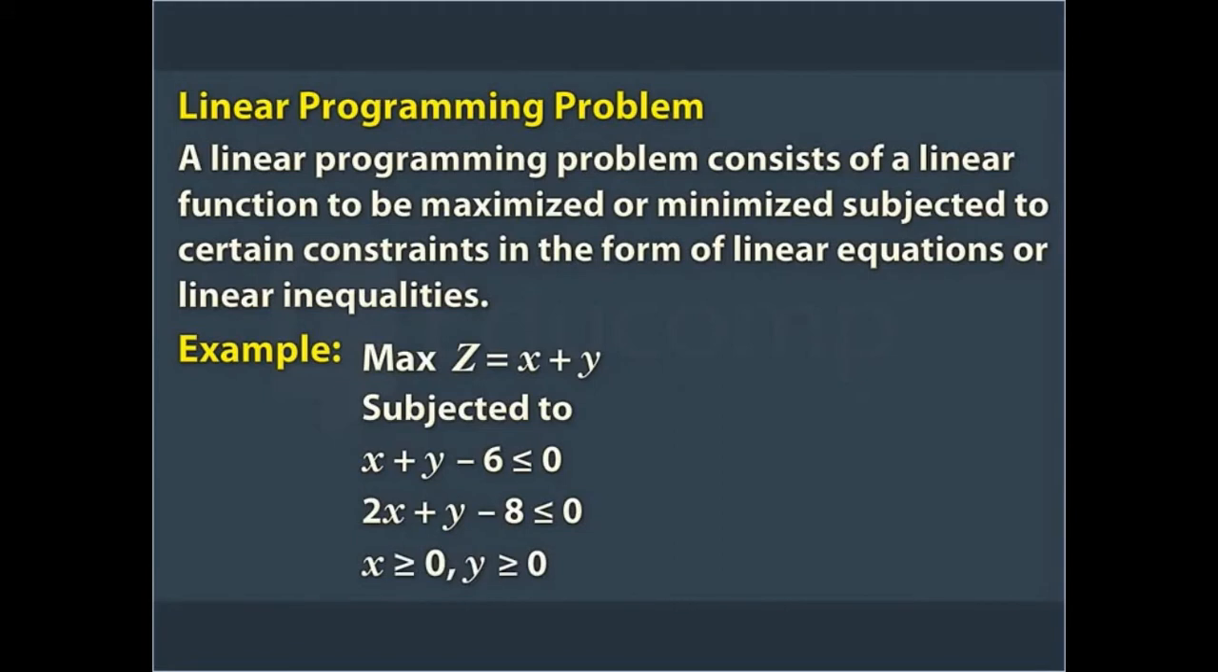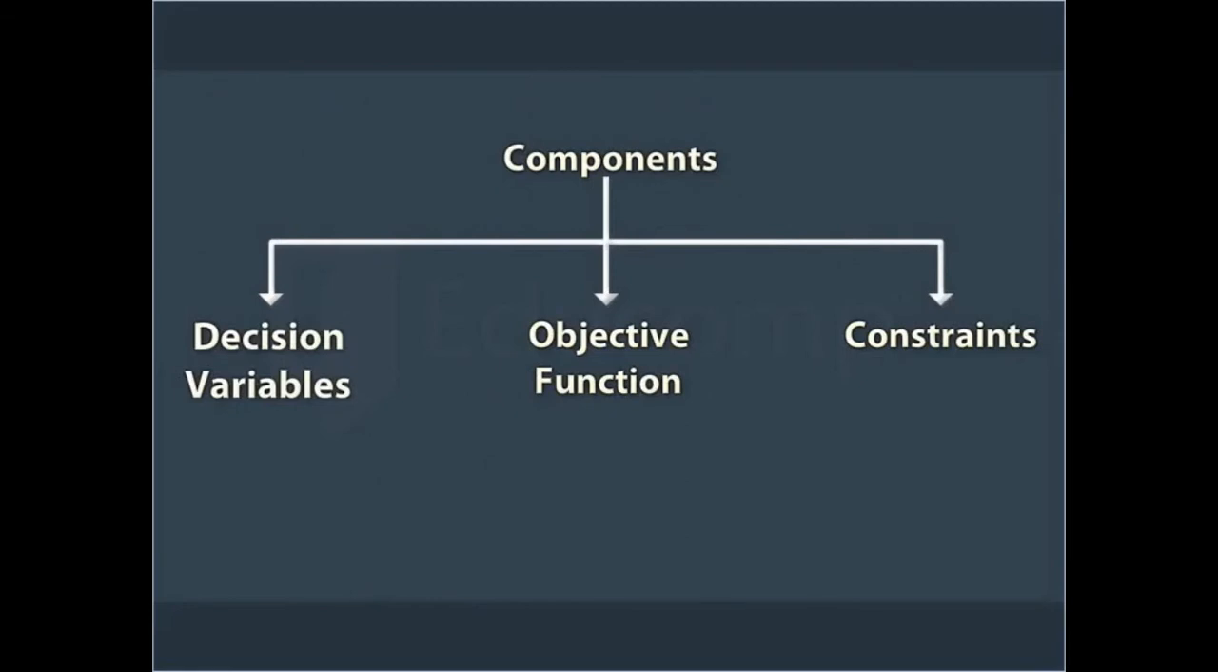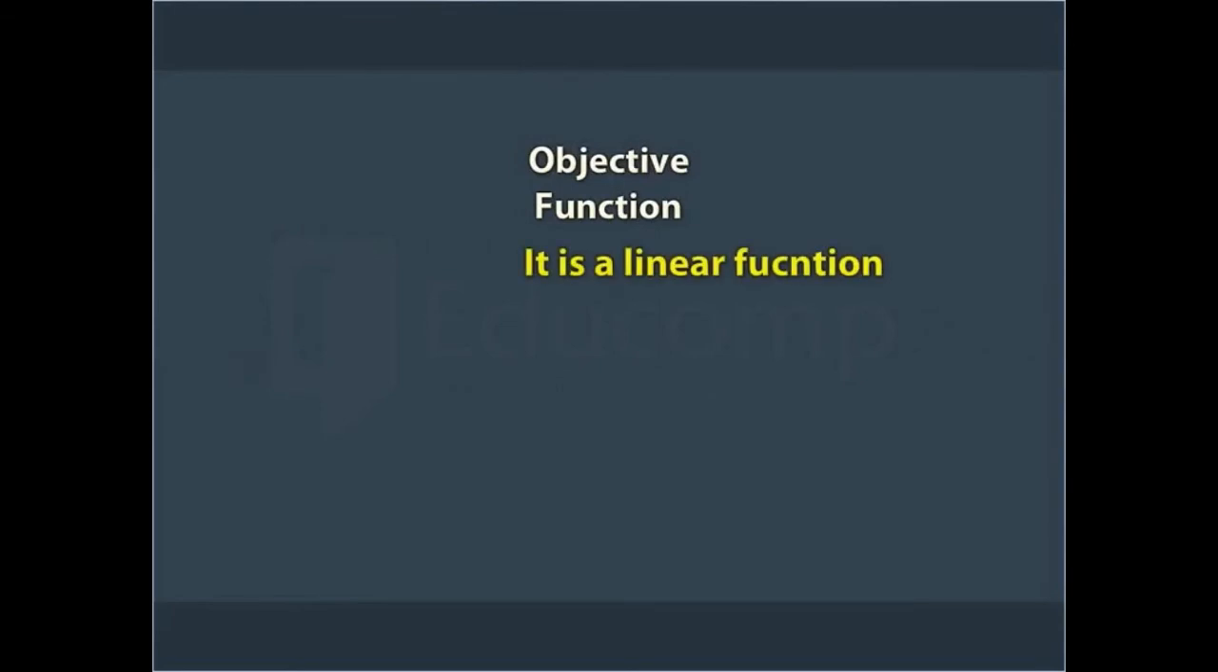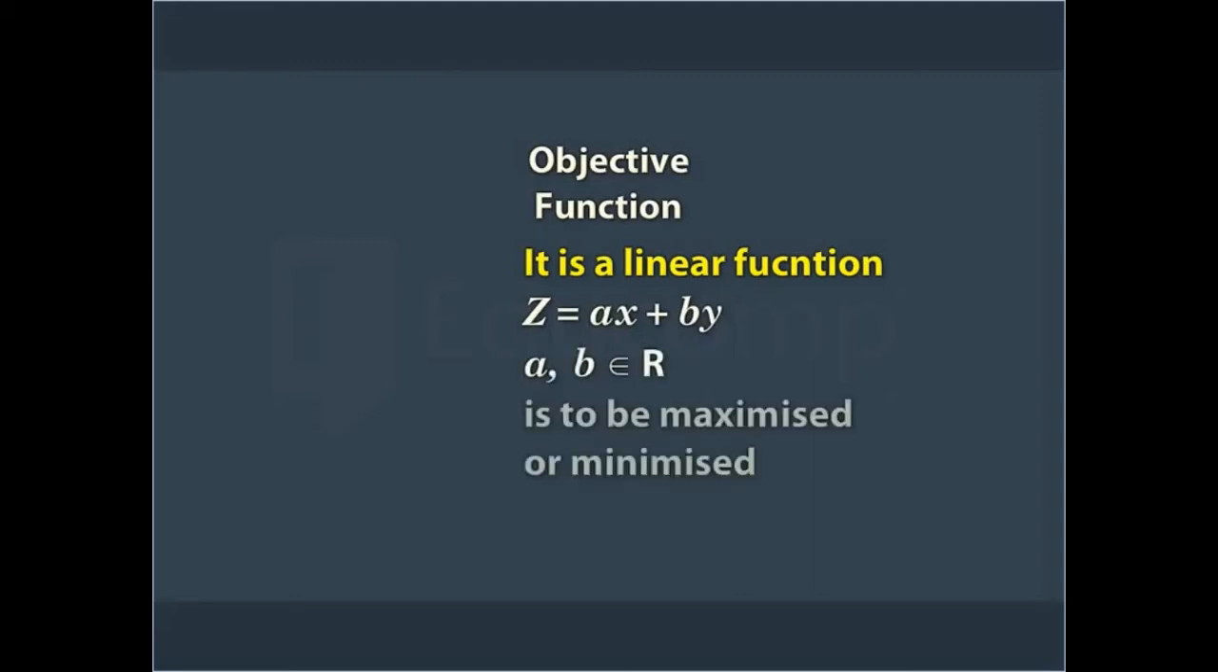A linear programming problem consists of the following components: a set of decision variables, an objective function, a set of constraints. Objective function: it is a linear function z equals ax plus by, where a and b are constants, which has to be maximized or minimized. Here in the example, max z equals x plus y is an objective function.